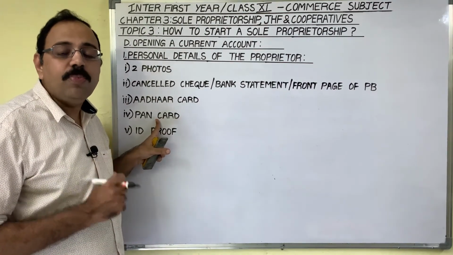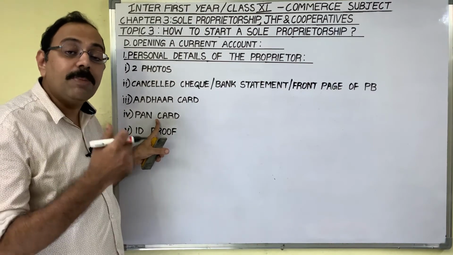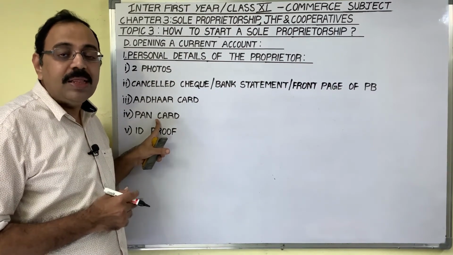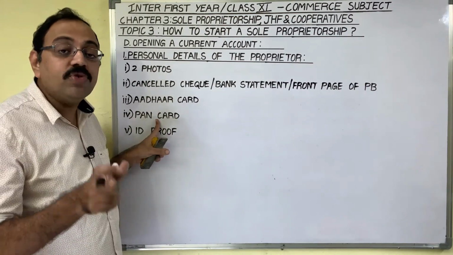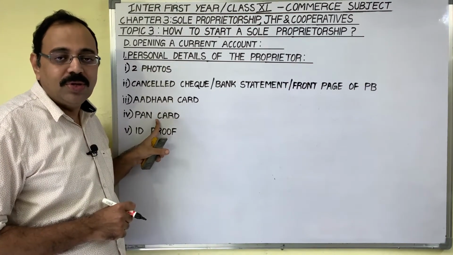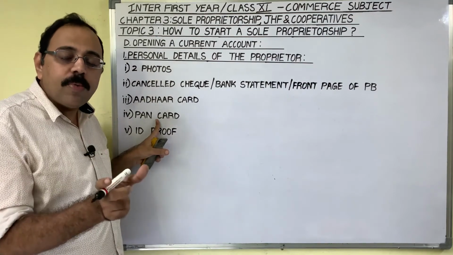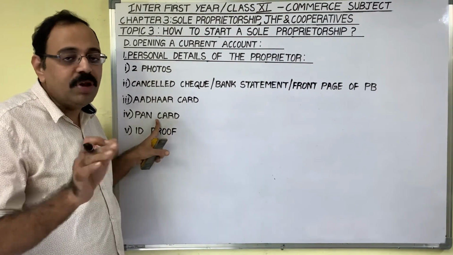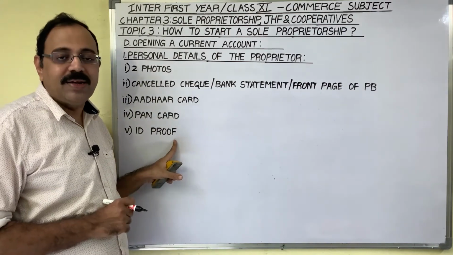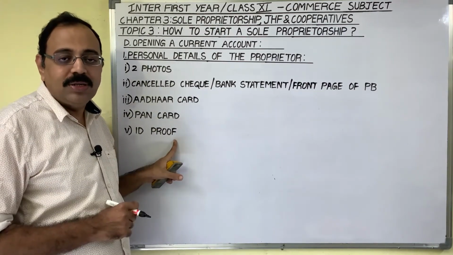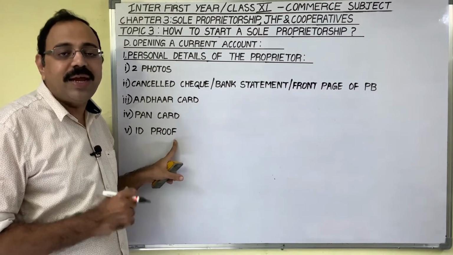And in case of sole proprietorship, as there is no separate legal entity to the firm, the personal PAN card of the proprietor acts as the PAN card of the sole proprietorship business also. Therefore, in the name of the sole proprietorship business, no PAN card will be issued. Then last one, ID proof of the proprietor, such as passport, driving license, voter ID.